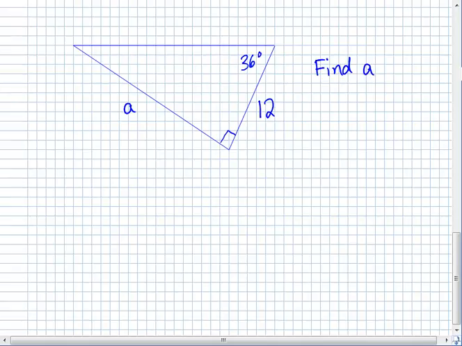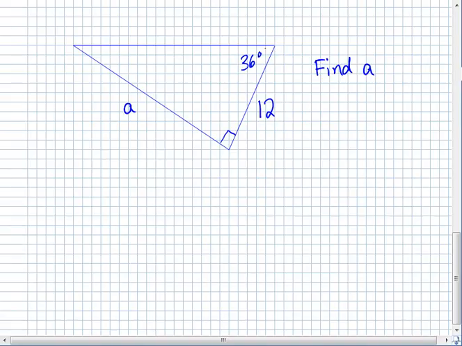Okay, here we have another example where we have a right triangle. Remember, they have to be right triangles. And we're missing one side there, A, the long side. We're not worrying about the hypotenuse at all right now. It's just adjacent and opposite sides.